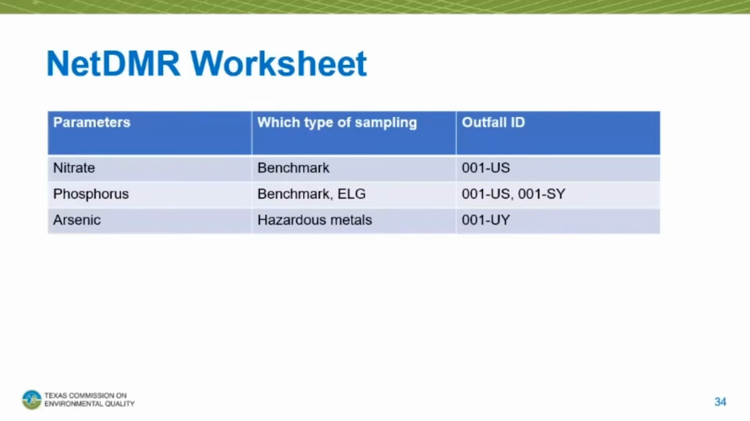So for example, maybe I know that I should have nitrate as a benchmark sampling, and so I know that that's going to be showing up in my unscheduled limit set for my outfall, 001. Or maybe I have phosphorus as both a benchmark and an ELG. So I'm going to have to go to two places. I'm going to have to go to the unscheduled and report my annual average for my benchmark. And then I'm going to have to go to my scheduled limit set to report my federal effluent limit.